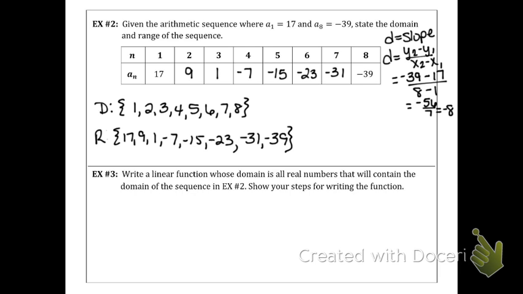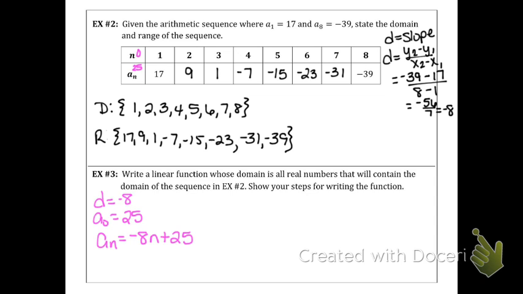Example 3 says write a linear function whose domain is all real numbers that will contain the domain of the sequence in example 2. Show your steps for writing the function. All right, so it depends if you want to do the general or the explicit. First off, I'll just start with the general. So we know that our common difference is negative 8. Our 0 term, well, we'd have to back it up here. So if I go back to 0, I would add 8 because I'm going to the left, so that would be 25. And so we know that our equation a sub n will equal d times n plus the 0 term.